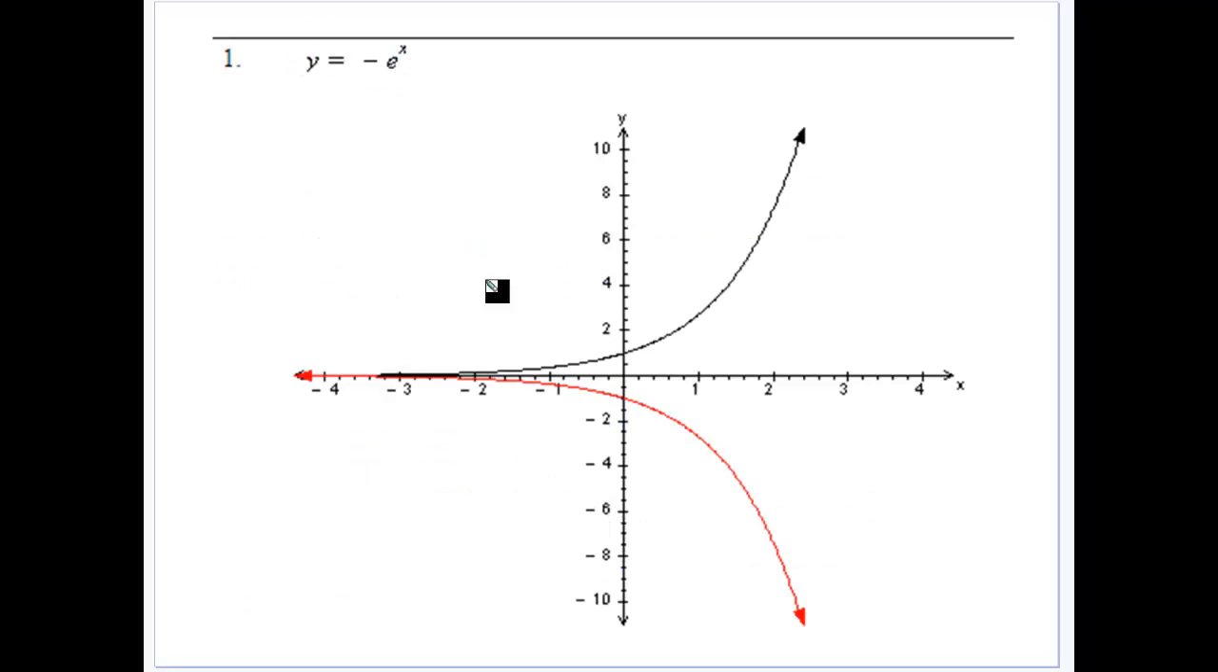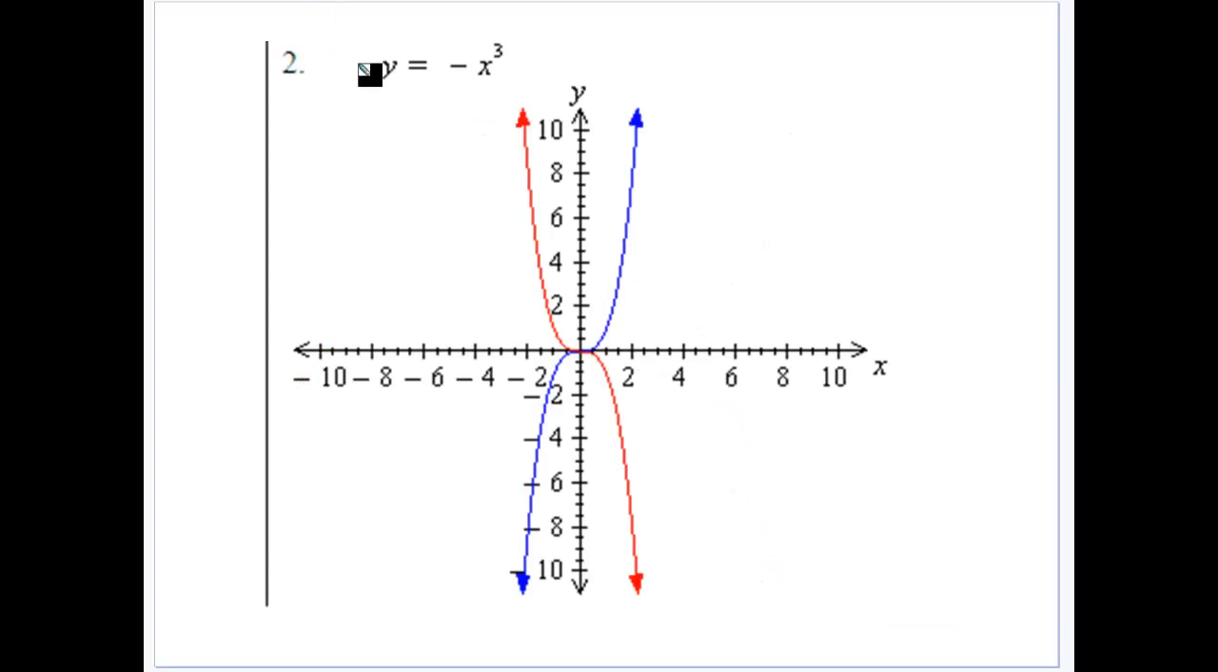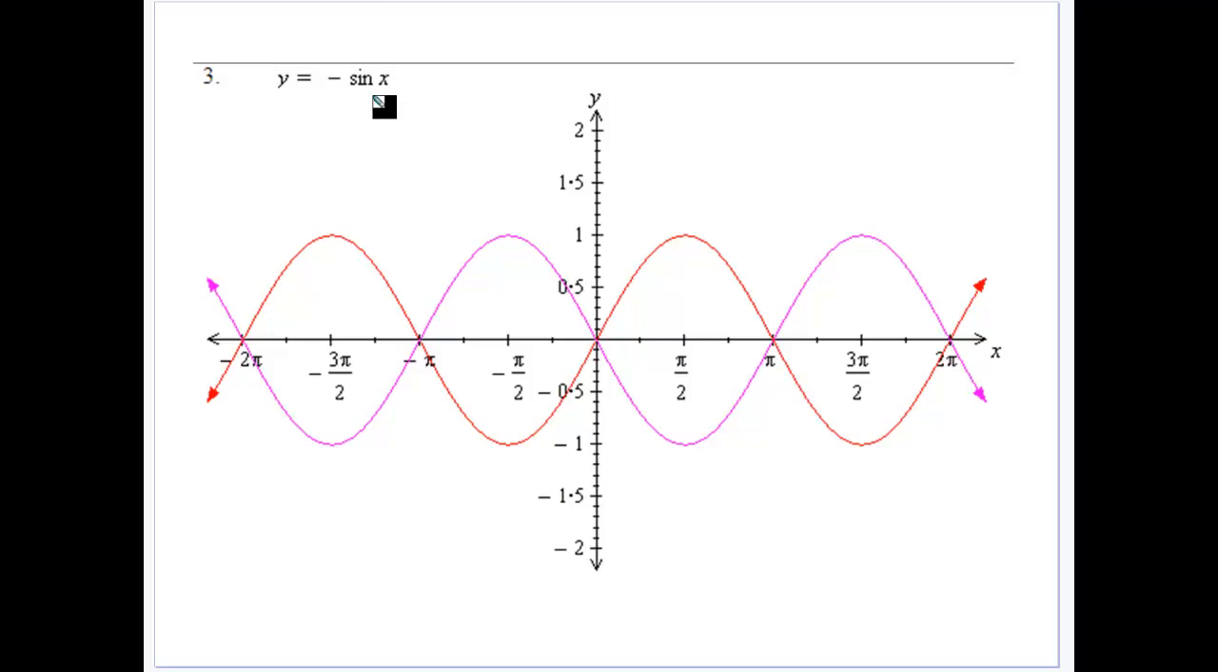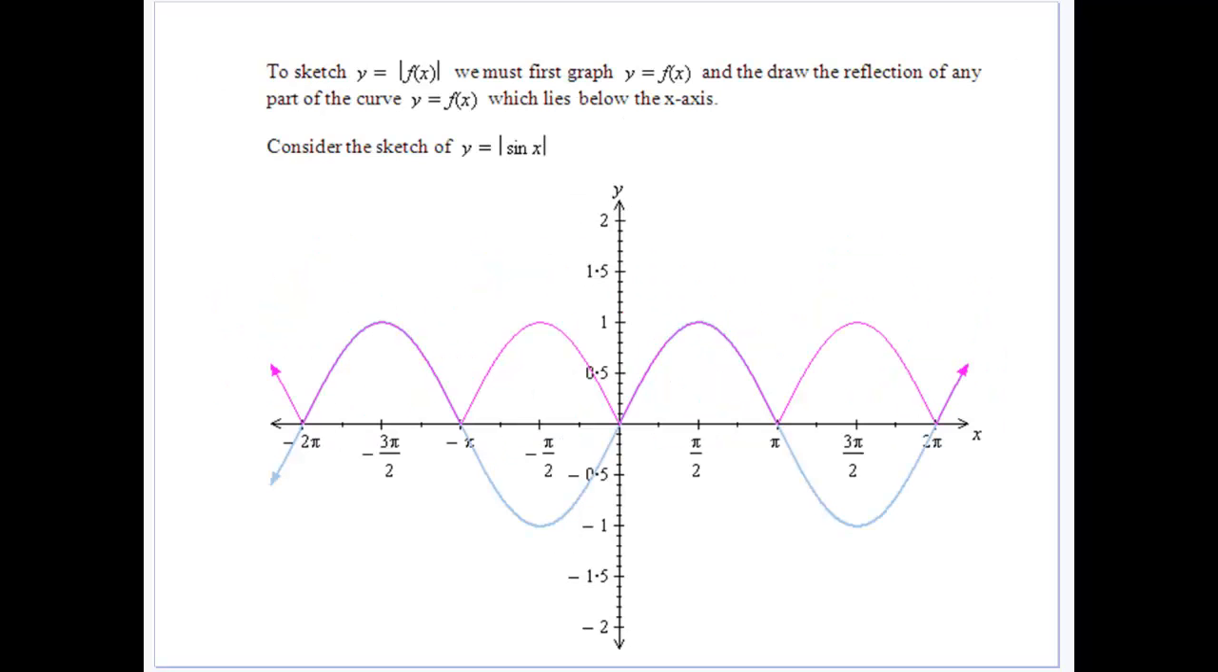So minus e to the x. So there's e to the x, and reflect it in the x-axis. Negative of x cubed, well, the blue is x cubed, and then it just gets reflected. What was negative now becomes positive, what was positive now becomes negative. Negative sine of x, well, the red here is sine of x, and the pink then is negative sine of x. So everything's just been reflected there.